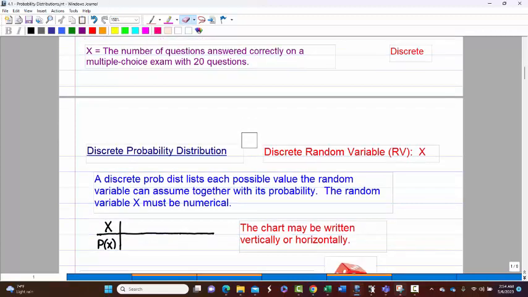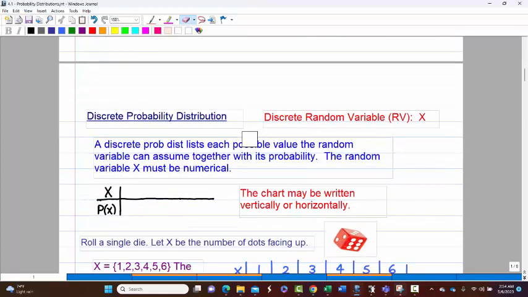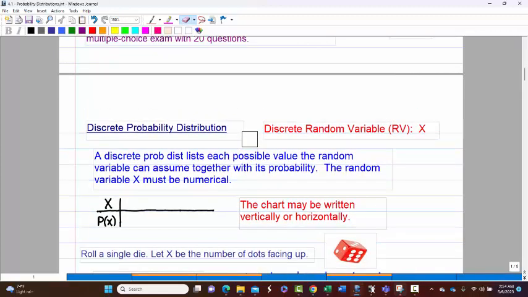Let's talk about a discrete probability distribution. A discrete distribution with random variable x. Sometimes you might see things where they throw in other letters, like z or something like that, but it doesn't have to be x, though I think it's good form if we use x.